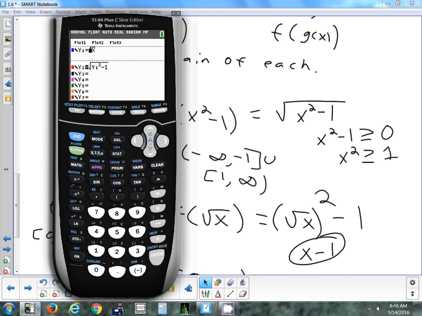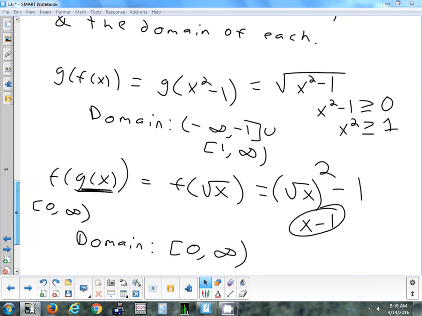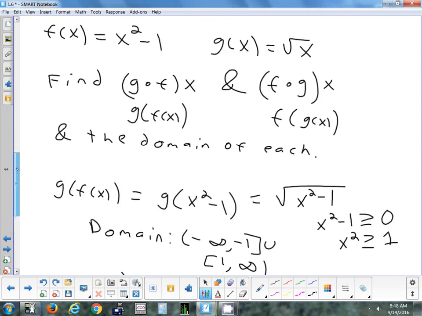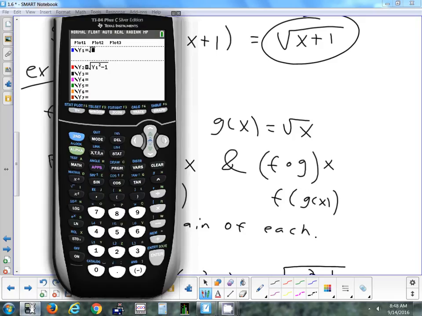Why doesn't that look right? Let me make sure I typed it in right. Oh, this one doesn't have a square root in it. It's just x minus 1. It's not the square root of x minus 1. So after all that work, I don't even need the square root here. It should just be that. All right, so the square root is only on g of x.